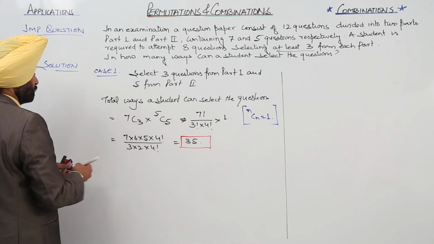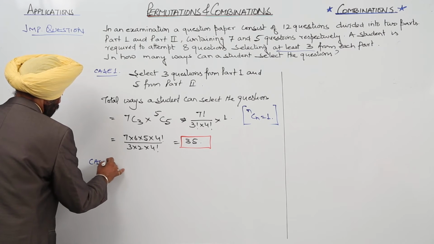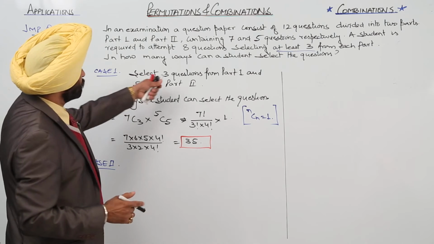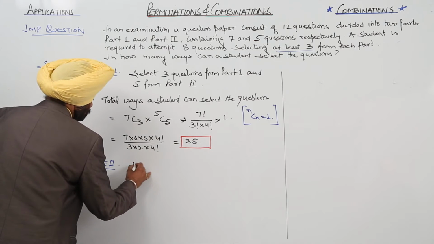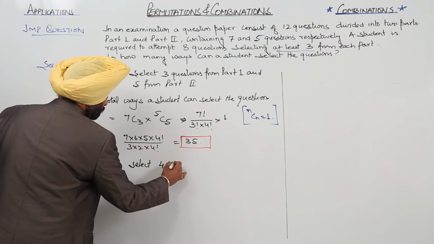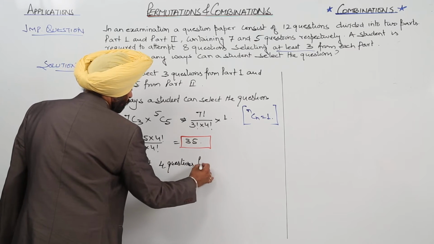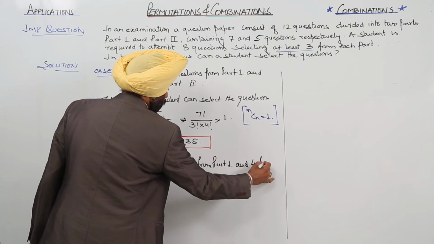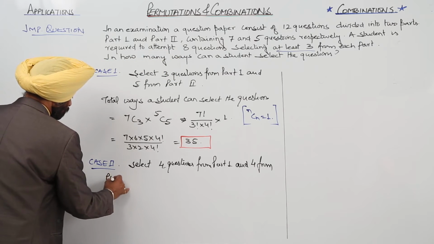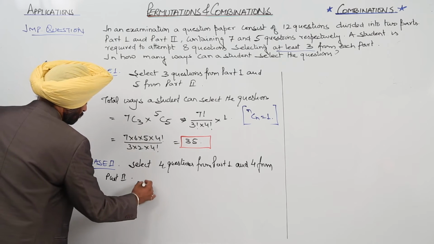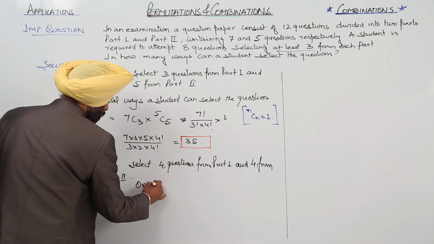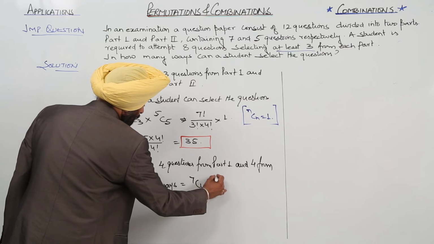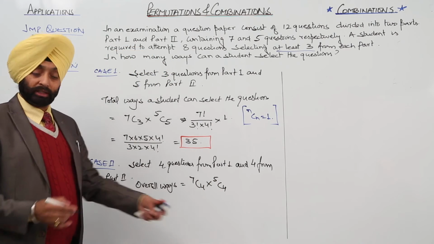Now case 2. In case 2, we have selected 3 questions from part 1, now let us select 4 questions from part 1 and 4 from part 2. Overall ways is equal to 7C4 times 5C4. 4 and 4 makes 8.